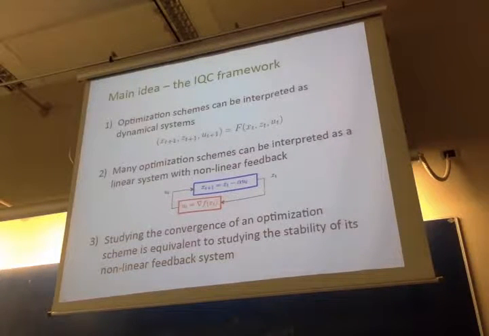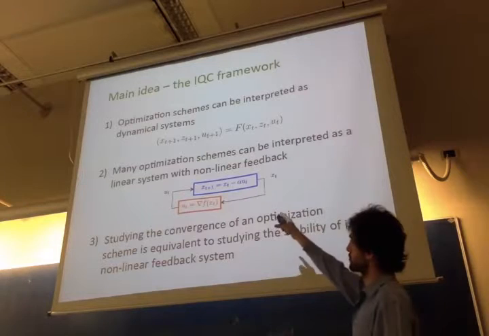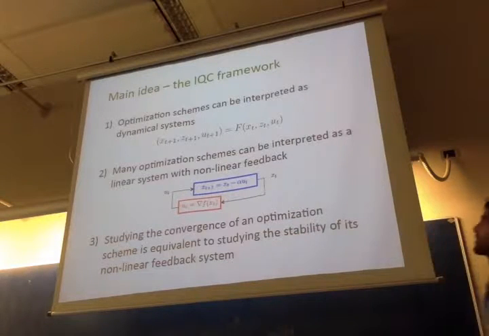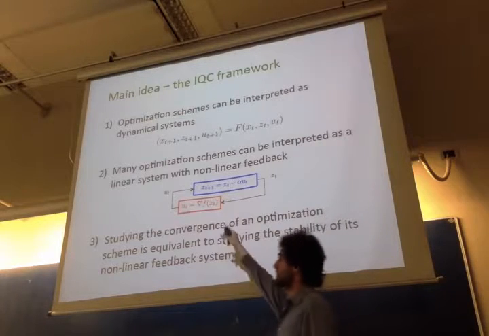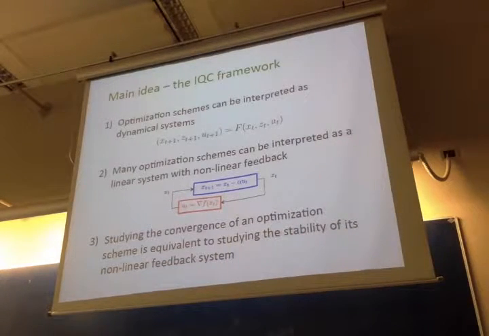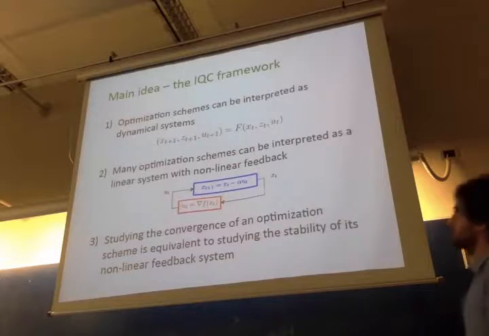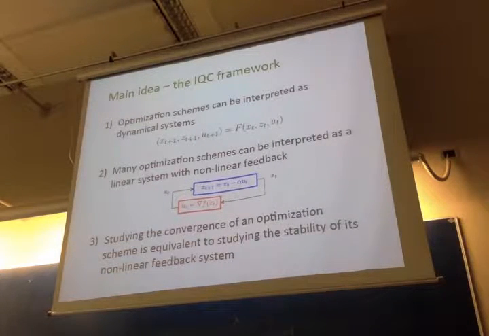The second idea is that many optimization schemes can be interpreted as a linear system with nonlinear feedback. This would be for the simple case of gradient descent. We have a linear system, which is in blue, and we have the nonlinear feedback that is given by the gradient. Because of this interpretation, studying the convergence of an optimization algorithm is equivalent to studying the stability of such feedback systems. That's idea number 3.